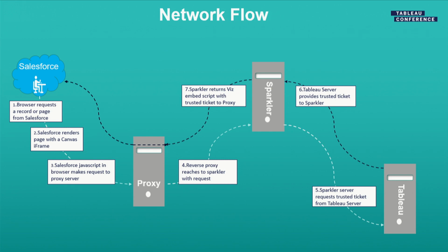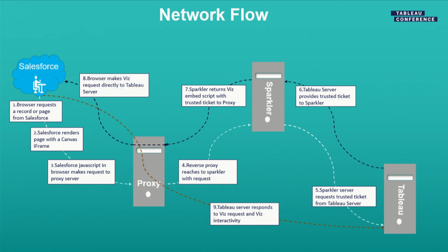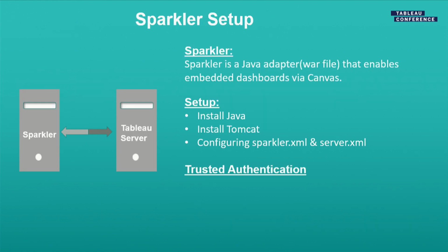Sparkler just comes in the first time to make sure the connection is secured. It doesn't come in after that; it's a direct interaction. Any filters you pass are a direct interaction, so the latency is very, very low. Salesforce sends the request, Tableau sends the response back, and they both communicate. Now, let's look at each of those components in more detail so that you can go back and set it up.